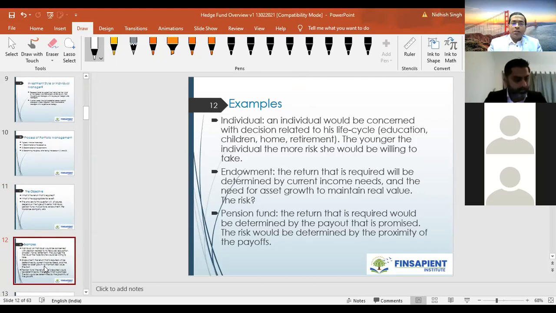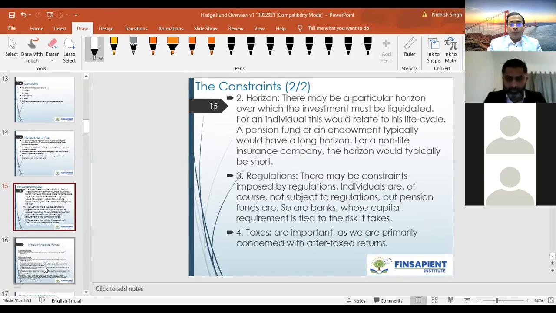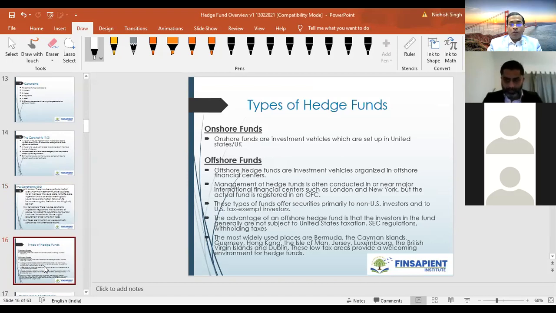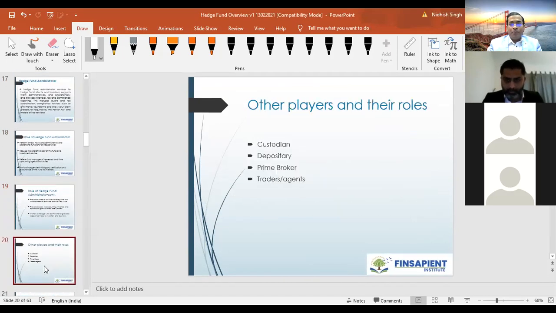We have discussed that this is invested by endowment funds, pension funds, institutional investors, because they have big risk appetite and also they are looking for a better return. So just wanted to refresh your memory on this.